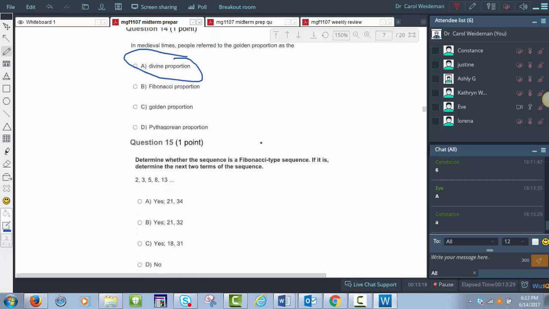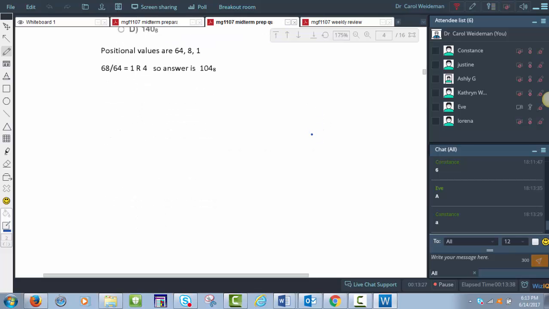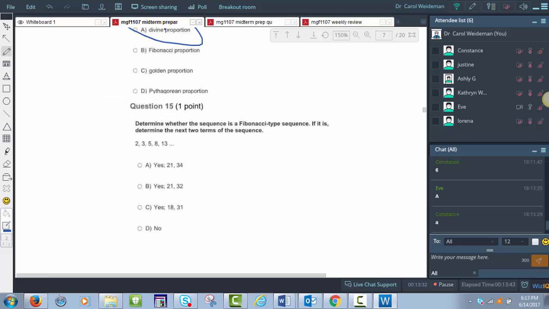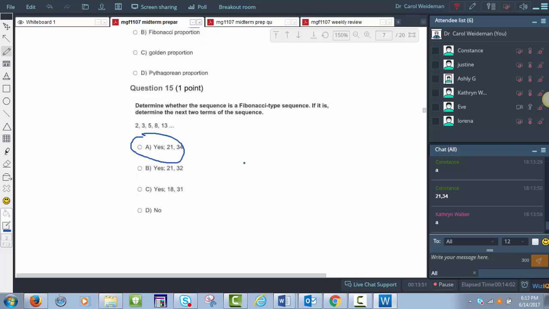Determine whether the sequence is a Fibonacci, and if it is, determine the next 2 terms. Let's go through this. Remember, in the Fibonacci the terms are the sum of the prior 2. So 2 plus 3 is 5. 3 plus 5 is 8. 5 plus 8 is 13. It looks like a Fibonacci type. So what would be the next 2 in the sequence? Yeah, 21 and 34. That's pretty easy.